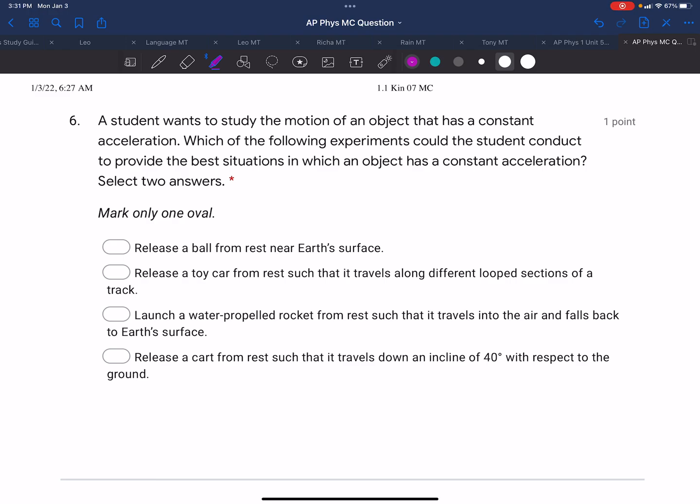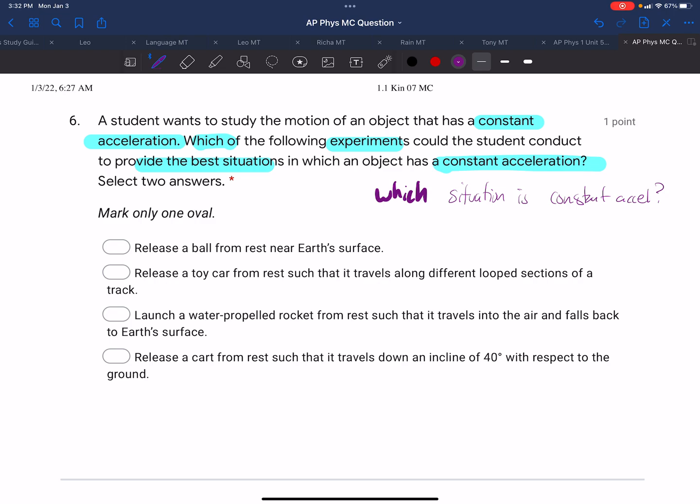We have a student who wants to study an object that has constant acceleration. Which experiment would provide the best situation for an object with constant acceleration? So basically, to reword this question: which situation is constant acceleration?